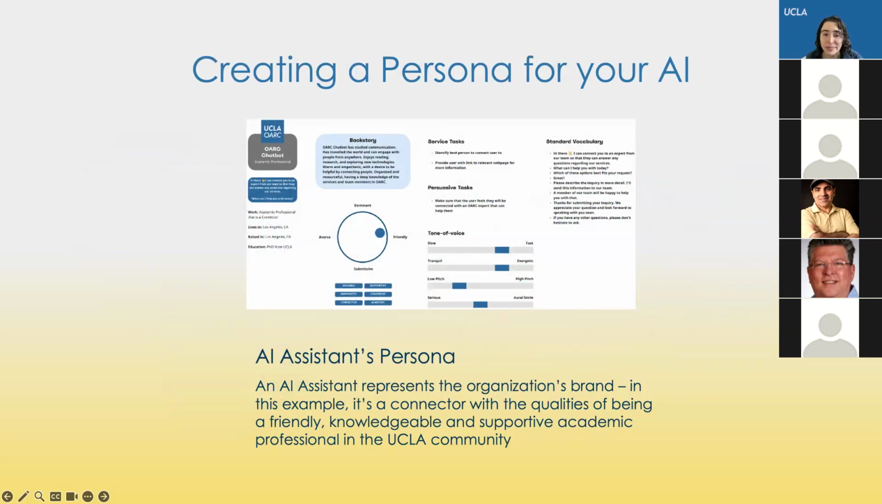So, for conversational UX, it's also important to look at what the AI assistant's relationship is to the user in this conversation. We want the assistant's persona to fit the needs of the target audience. So we're looking here at things like tone of voice, standard vocabulary, and service tasks. The AI assistant's persona is very different than a user persona. It focuses on the communication style of the AI assistant because the AI's persona represents the brand of the organization or product.